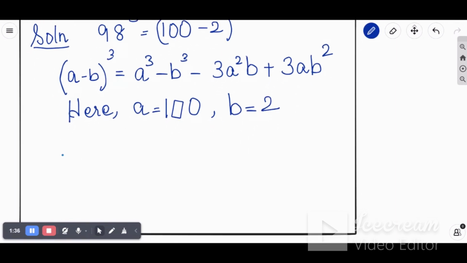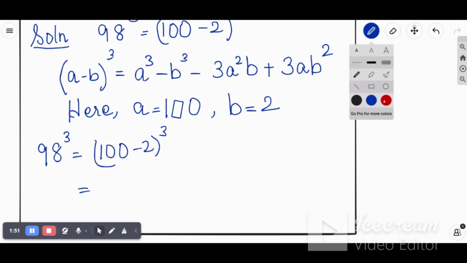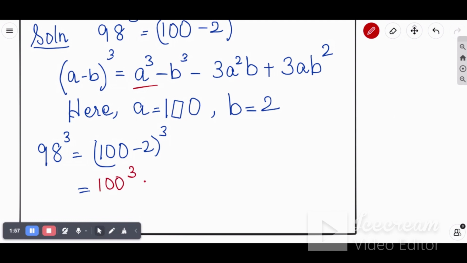98 whole cube we have already written. If you want, let me write it again. 98 whole cube is equal to 100 minus 2 the whole cube. So this can be written as a cube minus b cube. Let's start putting one by one. A cube. What is a cube? A is 100. So that will be 100 cube. And then minus b cube. So put a minus. Your b is 2. So that will be 2 cube.